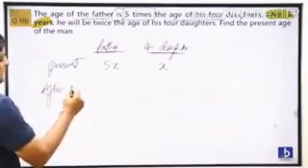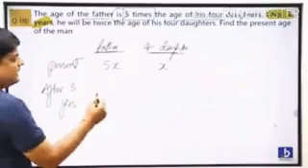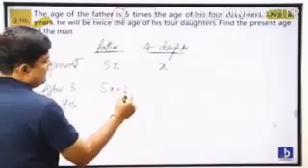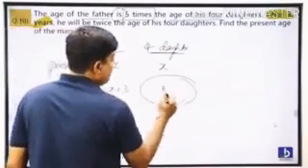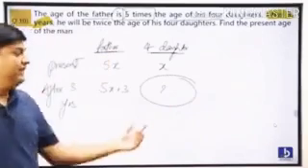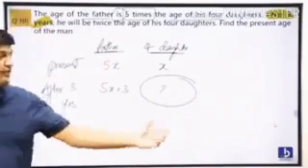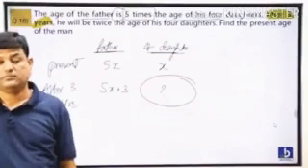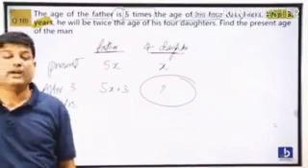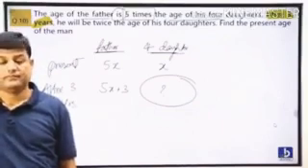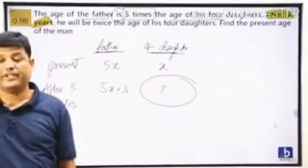After 3 years, father will be 5x plus 3. So what should be coming here? Please tell me. I'm waiting for your answer. What should be coming here? Please tell me. X plus 3, Bhuvan Kumar. Very good. You are doing great, students.